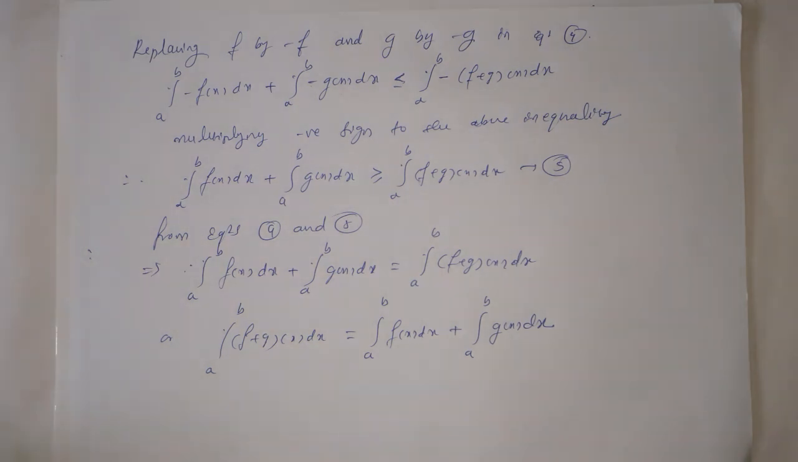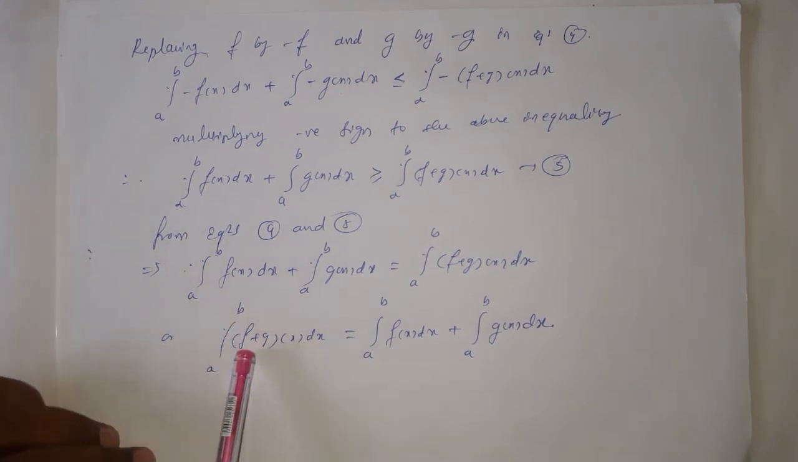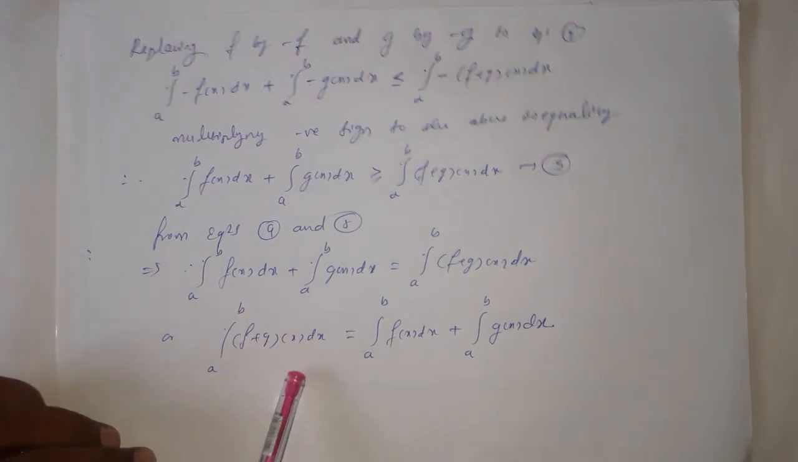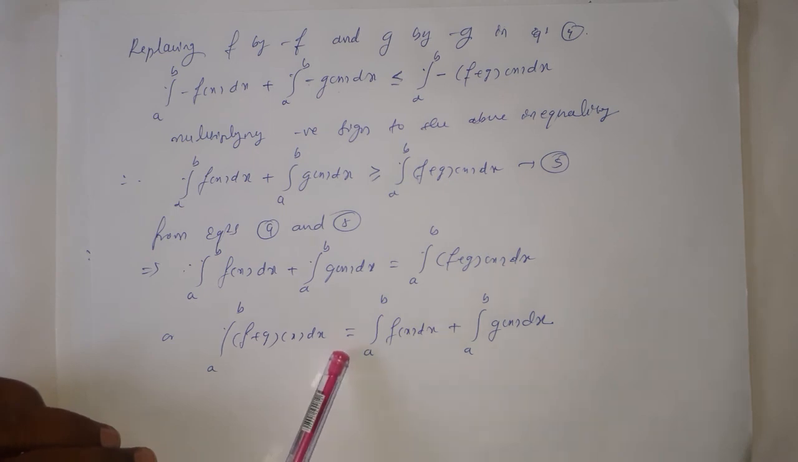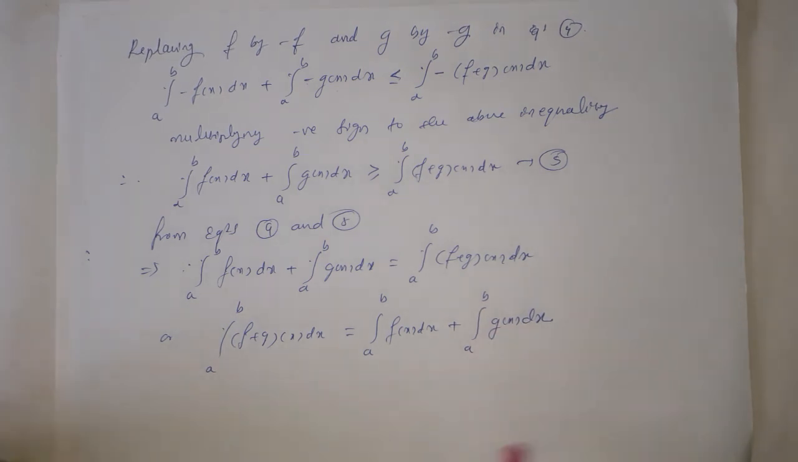In this theorem, it is given that f and g are bounded and integrable. Then we need to prove that f plus g is also bounded and integrable, and after that we need to show that the integration over a to b of f plus g of x dx is equal to the integration over a to b of f of x dx plus the integration over a to b of g of x dx. So, now this is the theorem required.